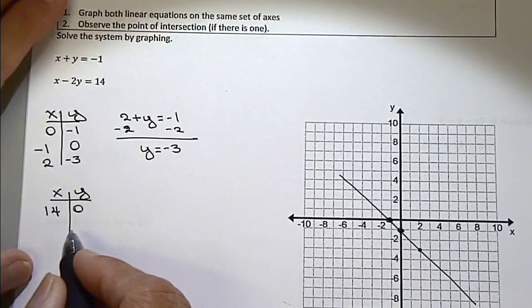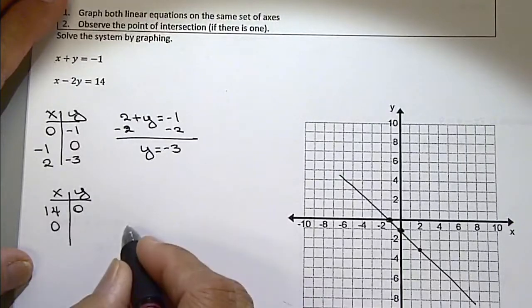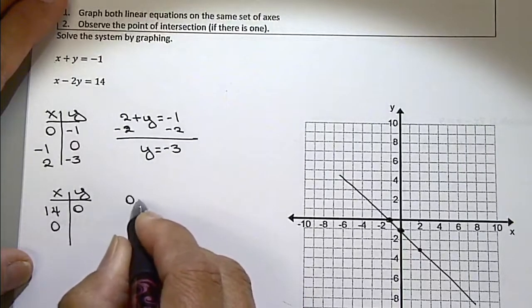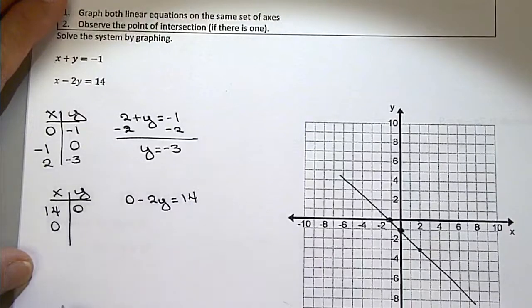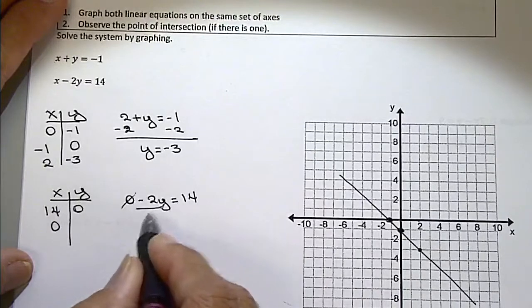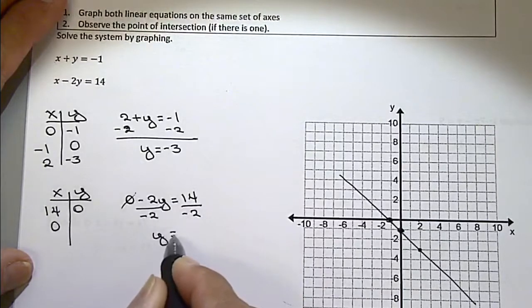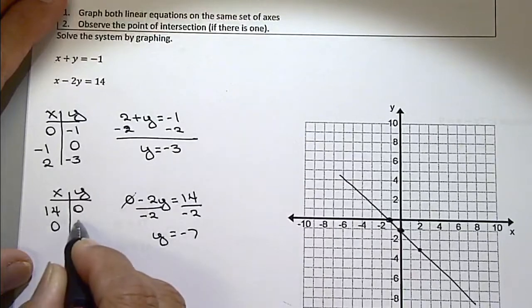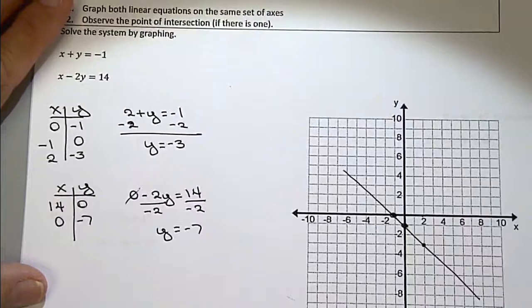Let's try what happens if x is 0. Well, that was going to take a little more work. I'm going to say 0 minus 2y is equal to 14. Well, 0 is not really going to do anything for me, but I do have to divide both sides by -2, and y is going to equal -7. Now, I really need a third point, don't I? Because this 14, 0 is going to be impossible for me to graph on this particular chart.